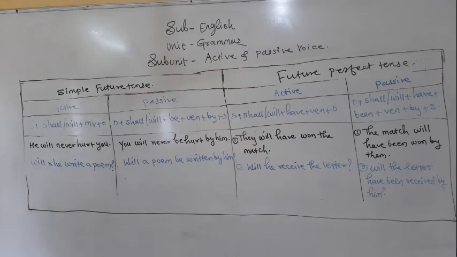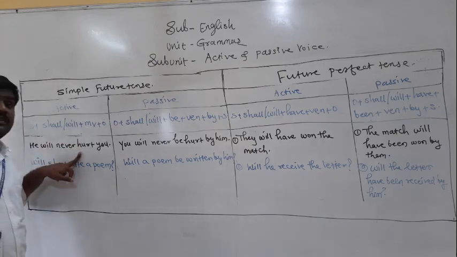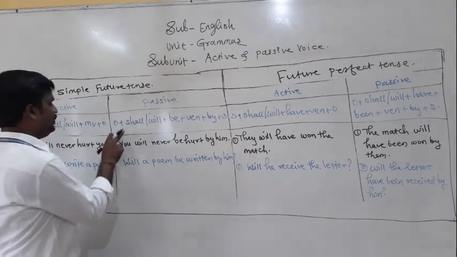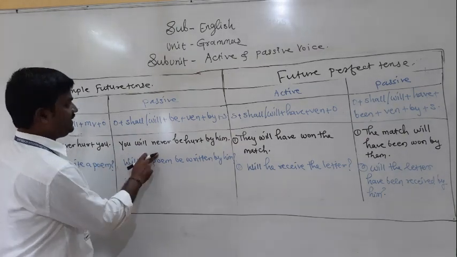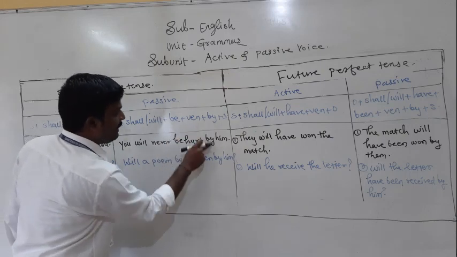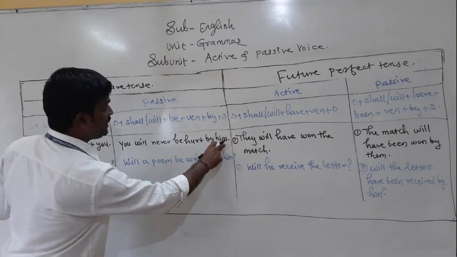Passive in simple future tense. See friends, the structure of simple future tense: subject plus shall or will plus main verb plus object in active voice. So the first statement is here: he will never hurt you. He is the subject, will is here, never is a negative word, hurt is the verb, and you is the object. Now as per the rule, subject becomes object and object becomes subject. So you will never, as it is, then add be, hurt, the third form of the verb, then by, then the subject converts into him.